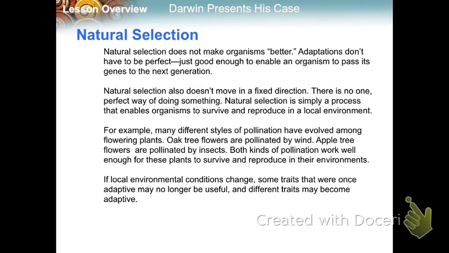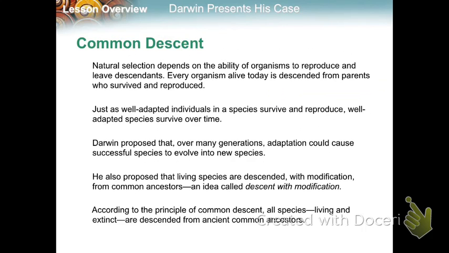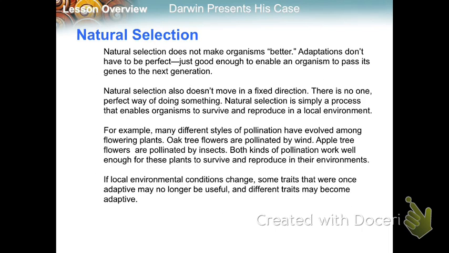This slide talks about how this is a completely random process. Adaptations don't have to be perfect, just good enough for the genes to be passed on to the next generation. There's not one perfect way that natural selection happens. It depends on the environment. Natural selection is a process that happens. It enables organisms to survive and reproduce in a local environment.